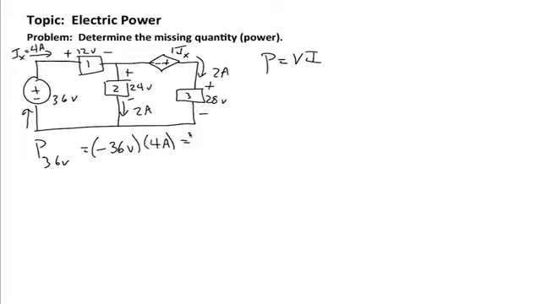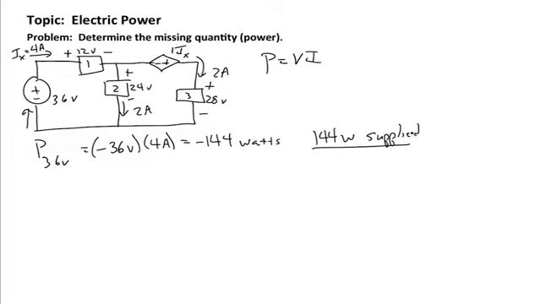And so in this case, we end up with minus 144 watts of power associated with the 36-volt source. This is a negative power, so that tells us that we have 144 watts supplied by this element, that is the 36-volt source.